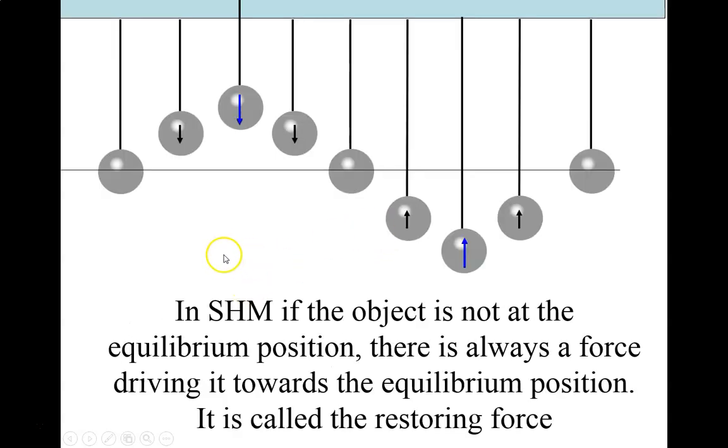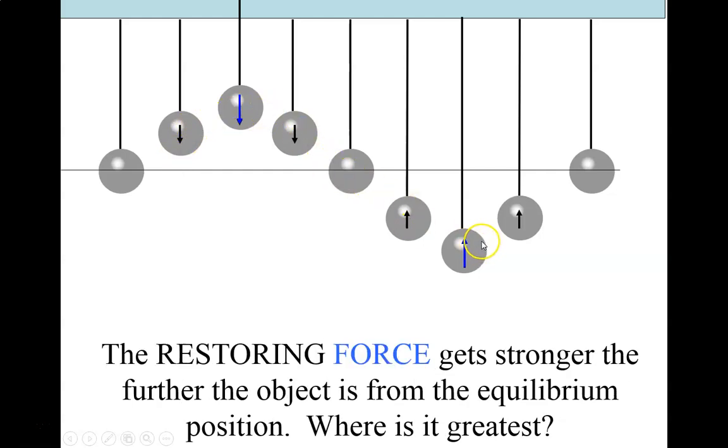So in simple harmonic motion, if the object is not at the equilibrium position, there's always a force driving it towards the equilibrium position, and that net force that's doing that is called the restoring force. Here I've got the restoring force indicated by the black and blue arrows. The restoring force gets stronger the further you are away from the equilibrium position, and it's the greatest at the high point and the low point.